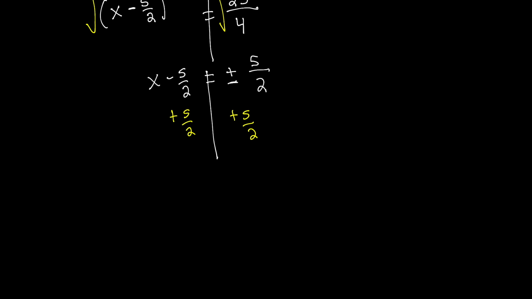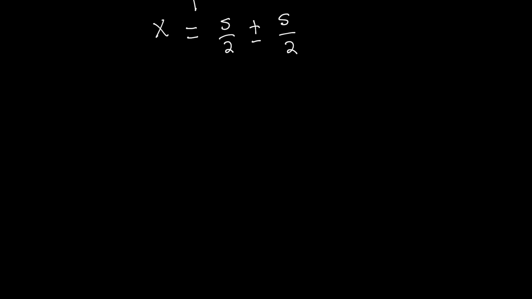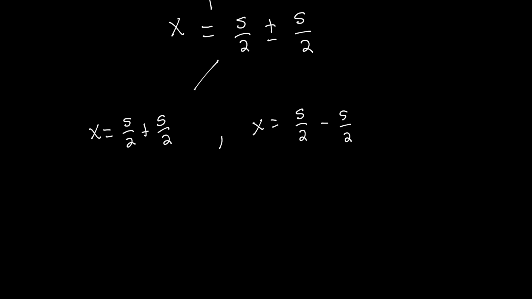And on the left hand side, x is now by itself. On the right hand side, I'm going to begin by recording this value first, which is 5 over 2, and then plus or minus 5 over 2. I have two equations to solve, so let me go ahead and split them up, beginning with the 5 over 2 plus 5 over 2. And then I'm going to take care of the minus. So 5 over 2 minus 5 over 2.